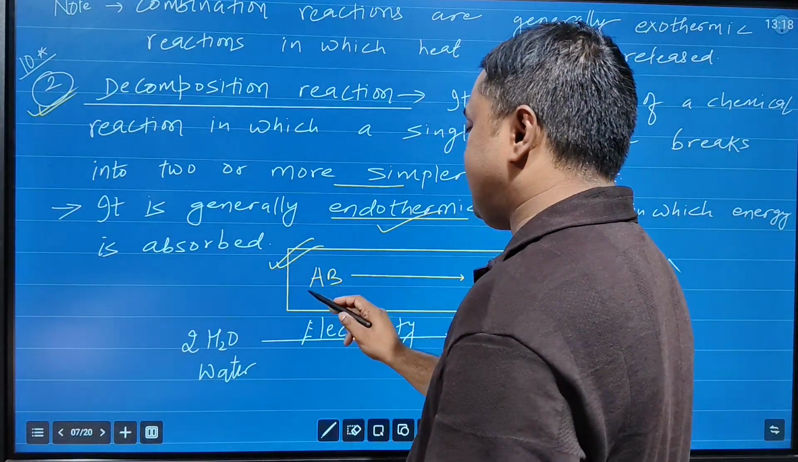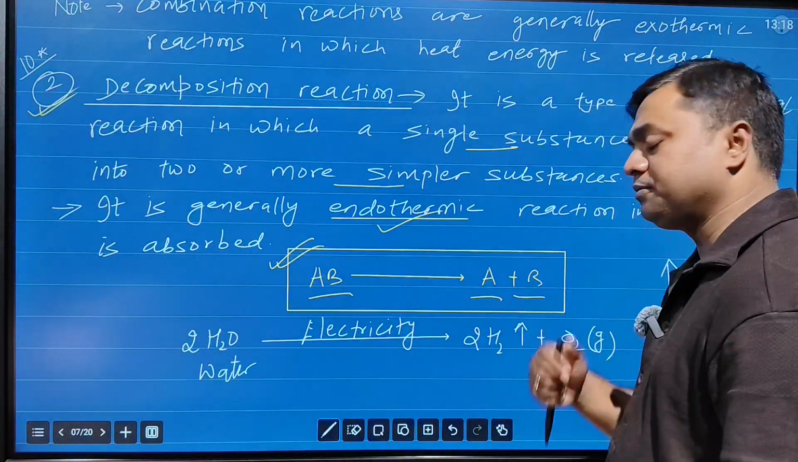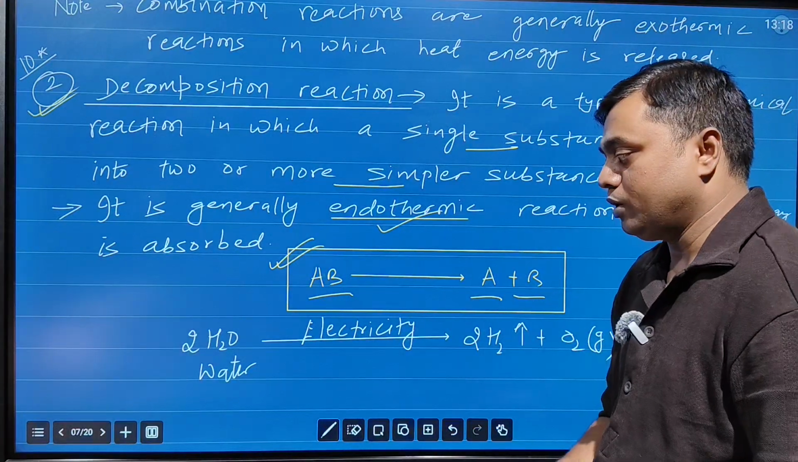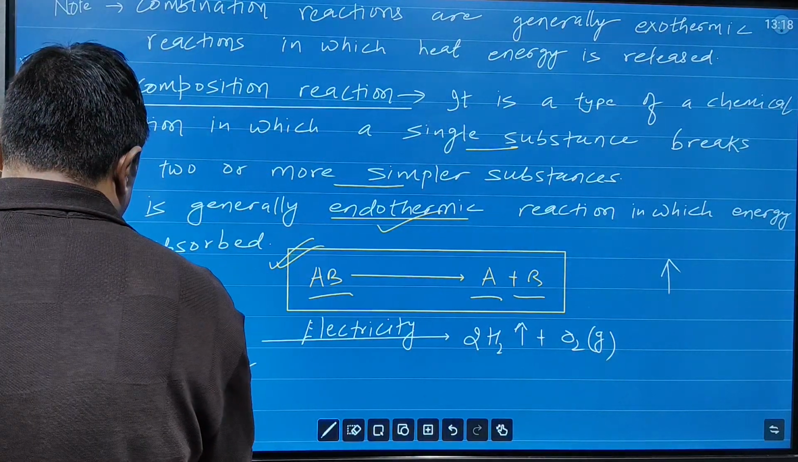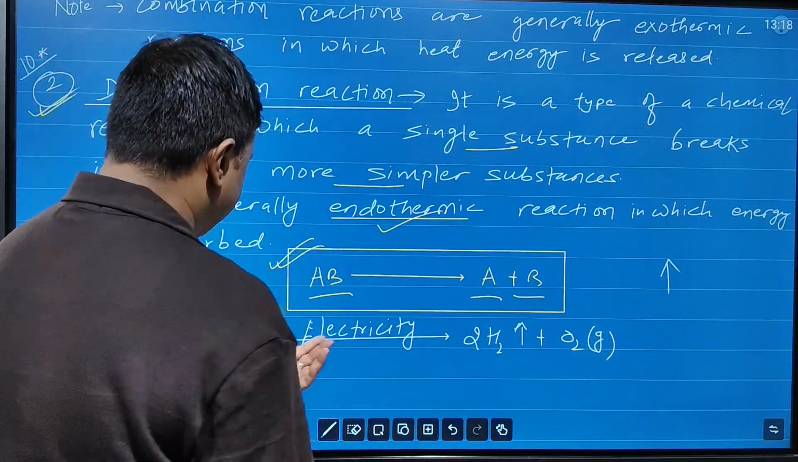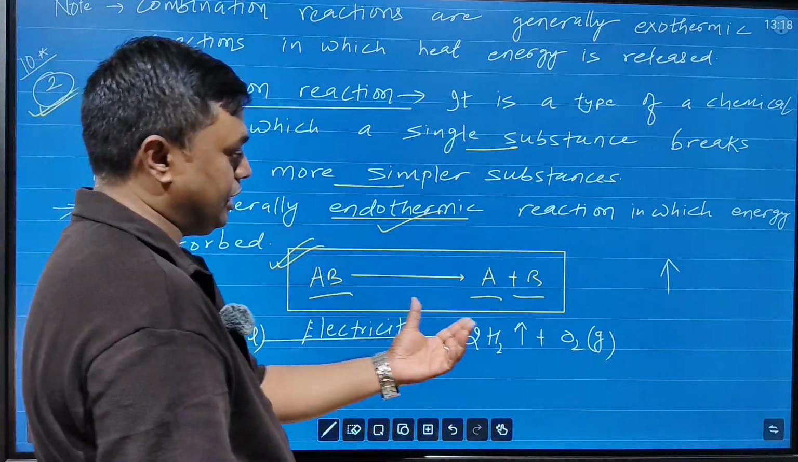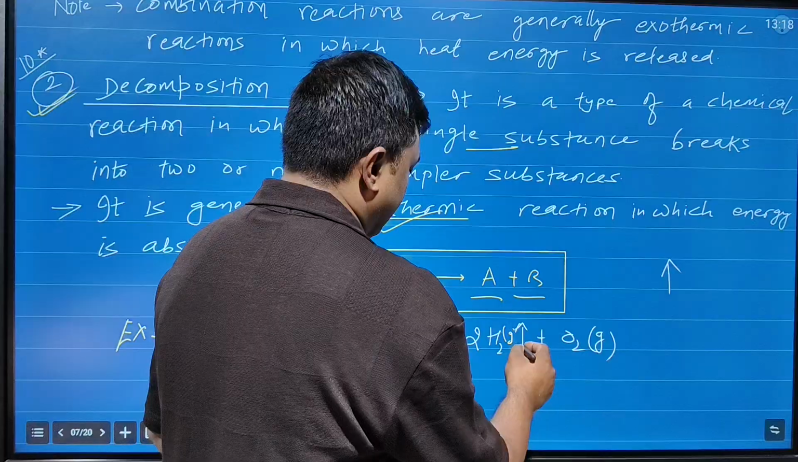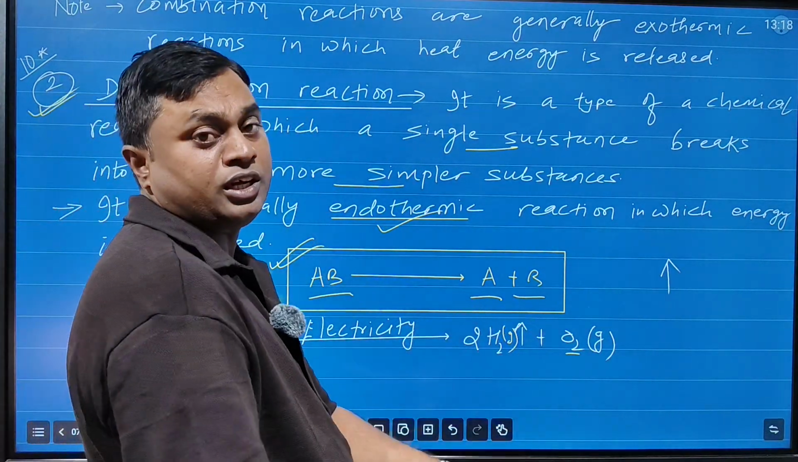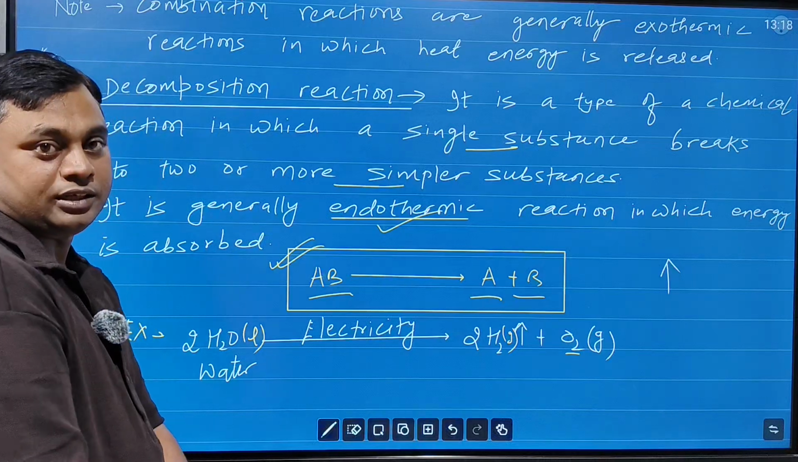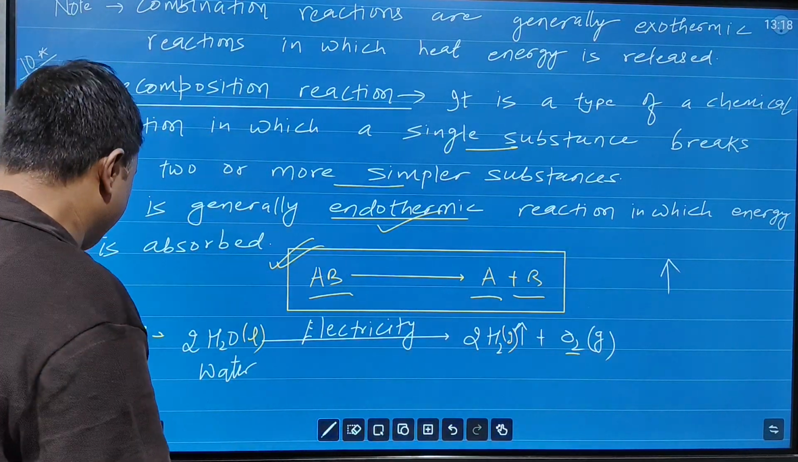We can represent this as AB gives A plus B. How many reactants? One reactant. How many products? Two products. For example, electrolysis of water: whenever electricity is passed through water, 2H2O in liquid state gives 2H2, hydrogen gas, and O2, oxygen gas. How many reactants? One. How many products? Two. So the number of products is more in a decomposition reaction. Am I clear?